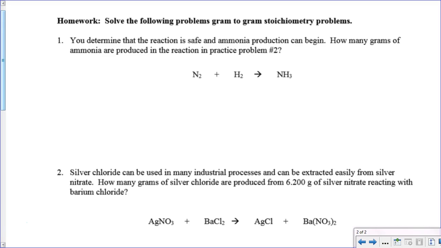Okay, for problem number 1 here, it says you determine that the last reaction we were doing is safe, and then ammonia production can begin. How many grams of ammonia are produced in the reaction from practice number 2? In this one again, it's the same equation, so we just write it in. It's balanced here. There's a 3, and then we've got a 2 on the other side.